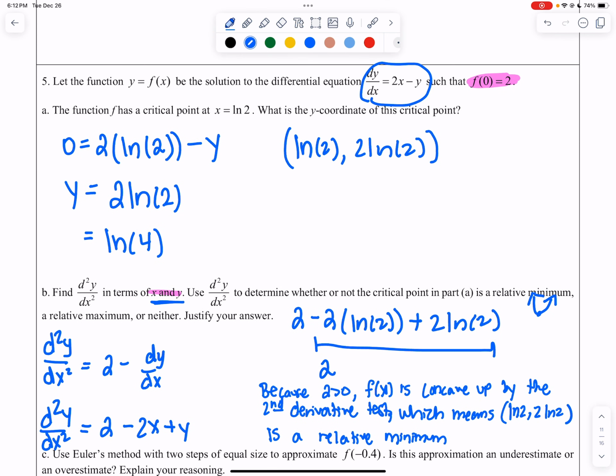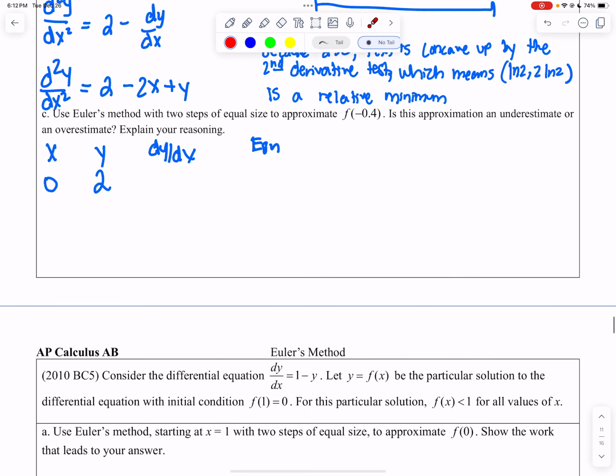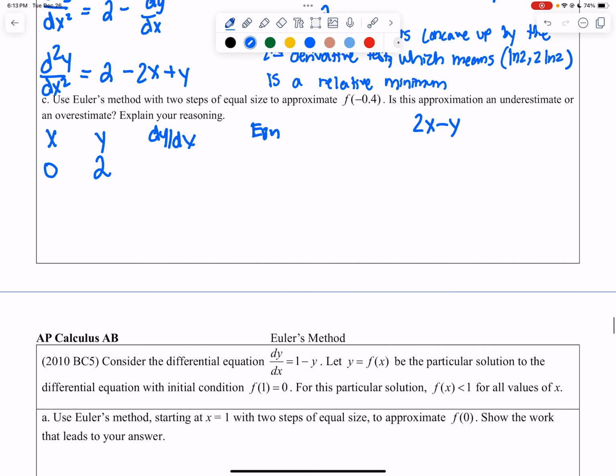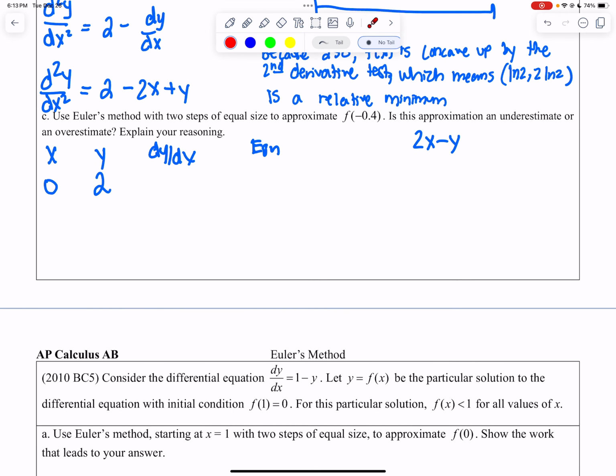If I were to use my dy/dx right here, so 2x minus y, I'm going to have it right here so I don't have to go back and forth. 2 times 0 is 0, and then minus 2 is negative 2, which means my slope is negative 2. Meaning that my equation is y minus 2 is equal to negative 2 times x minus 0. Now, if I'm using two steps of equal size and I'm starting at 0, this means that my next step is going to be negative 0.2.